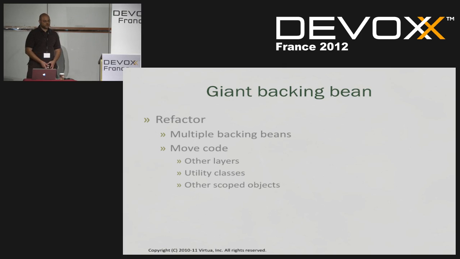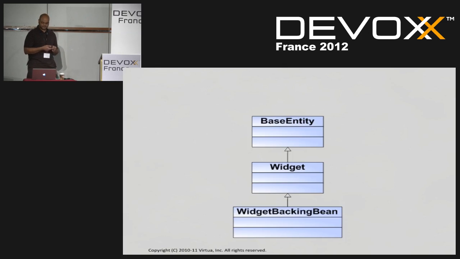And of course, other scoped objects. So maybe you look around in your backing bean code and you find, well, really, this logic should be in a session scoped object, or maybe it should be in a conversation scoped object, or maybe it should be in an application scoped object, okay? But the idea is not to put too much stuff in your backing beans.